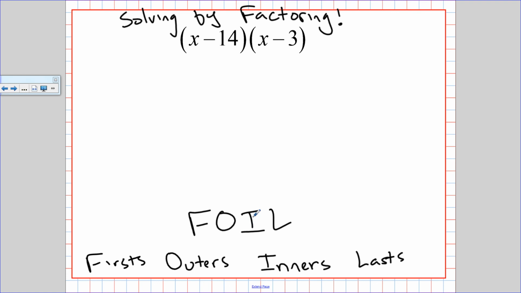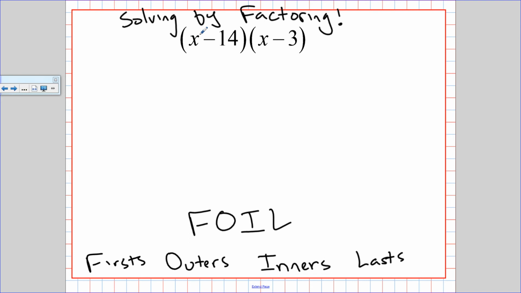Hi everybody, this is a video on solving quadratic equations by factoring. We're going to start off by practicing foiling. Practicing foiling will help us to be able to reverse and factor more easily.